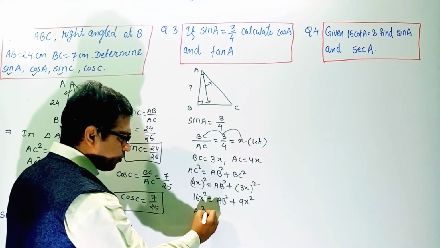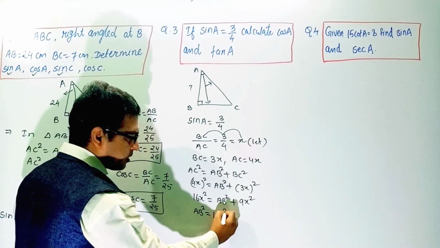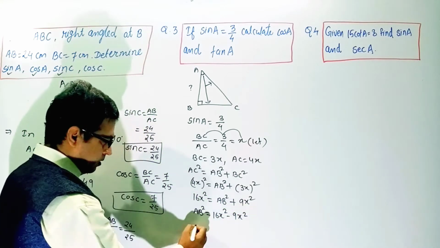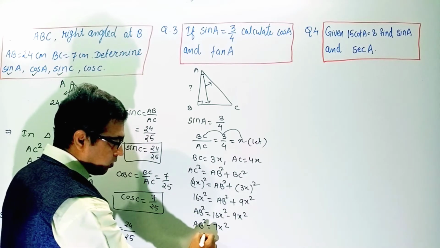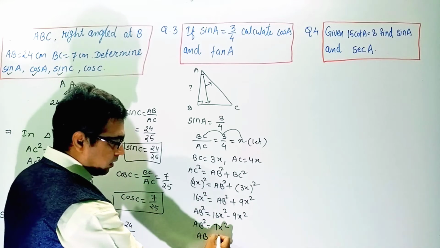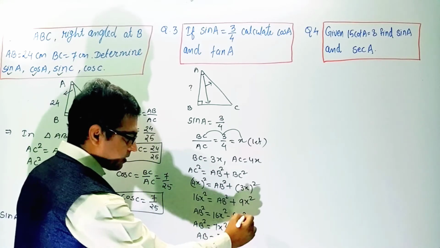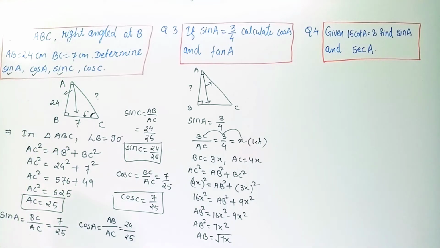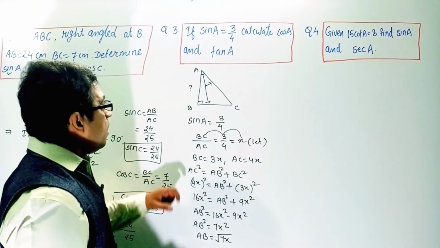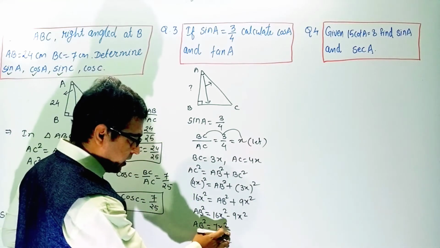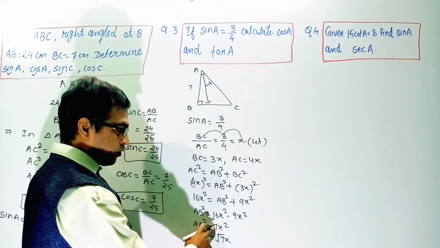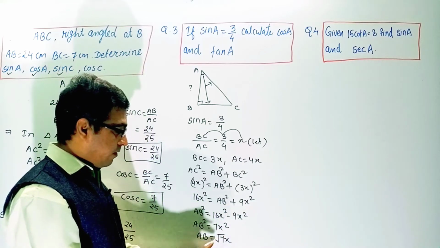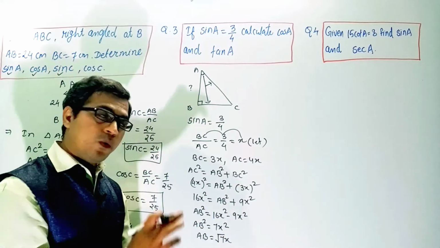So the value of AB square will be what? 16x square minus 9x square. So AB square is equal to 7x square. So the value of AB will be root 7 x. Value of AB will be what? Root 7 x. Right student? Now root 7 x, right? Root 7 into x, because we are taking the square root of 7x whole square, so we will get the value of AB as root 7 into x.